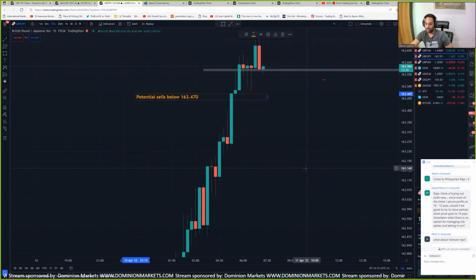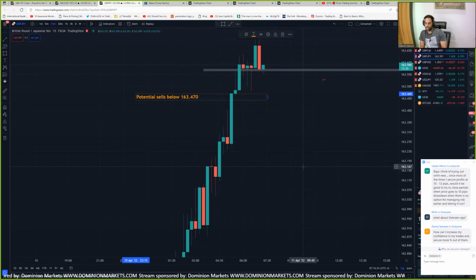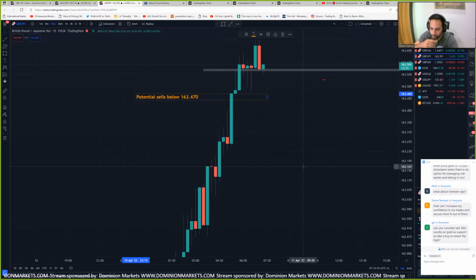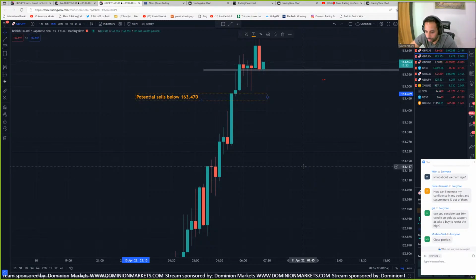I'm thinking of trying out something new, since most of the time it's here at 10 to 12 pips. Would it be good to try closing partials when price goes to 10 pips, with drawdown when there's no option to manage risk early, letting it run? Yeah, sure. I think it depends on where your stop is going to be. How can I increase my confidence in my trades? Just start securing. Secure small percentages, and as you do that, naturally you're going to start securing more.